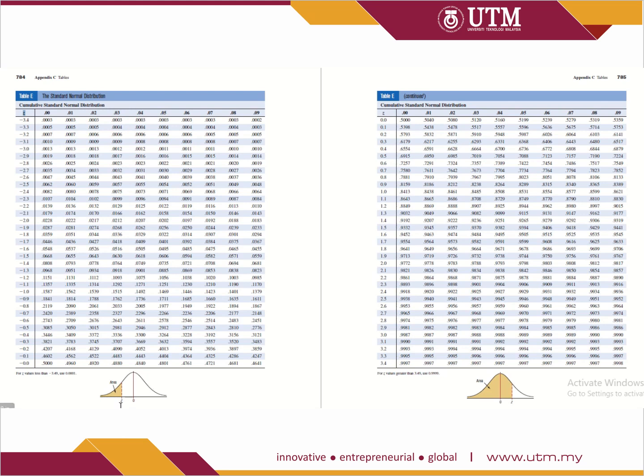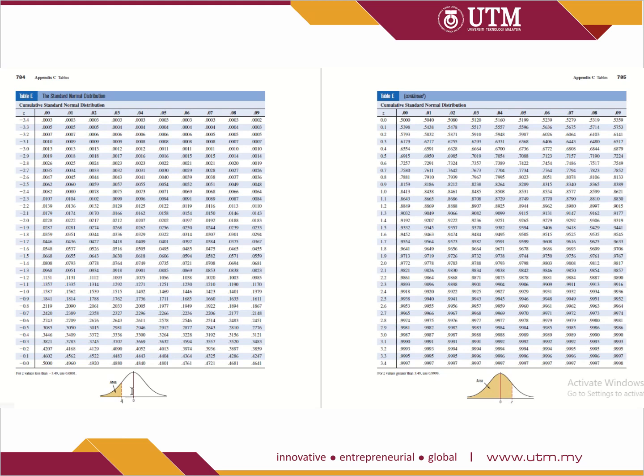At the bottom of the page, you can see there is a graph, a figure which shows the value of the area. So the value here refers to the value of this area, and this Z refers to the value in the first column and the first row. For example, we want to find Z, so here is our Z. We want to find Z equals negative 3.3.